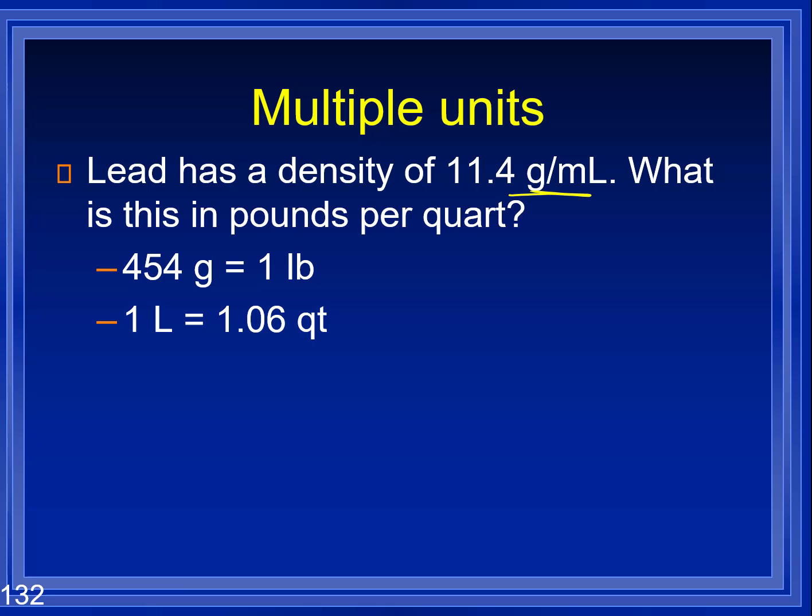Now I give you a couple of other factoids. I've got 454 grams is 1 pound, and a liter is 1.06 quarts. So I start off by writing down what they gave me, 11.4 grams over milliliters. Turn it vertical so you think top and bottom.